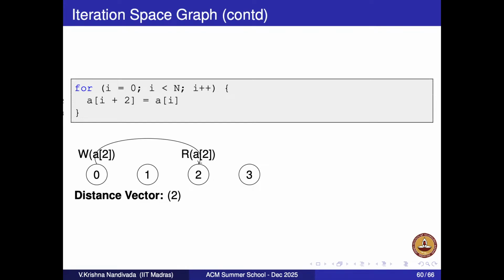Look at this code. Let's say I have a sub I plus 2 comma a sub I. In iteration 0 I am writing a sub 2. The same a sub 2 I am reading in iteration 2 at a distance of 2. Oh, now I realize what has happened.